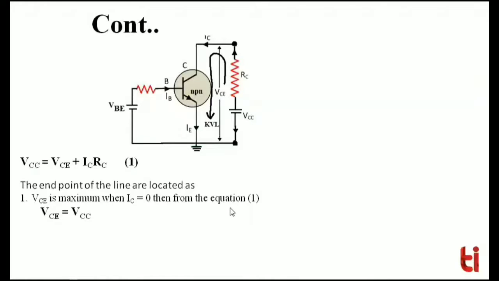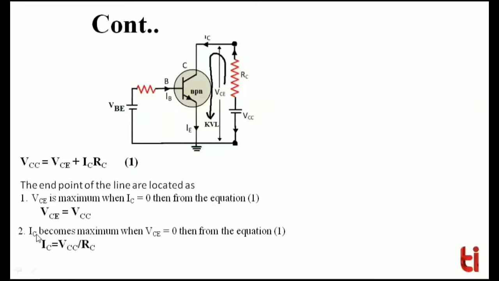From equation 1, when we substitute the value of IC equal to 0, we get VCE, which is VCE max, equal to VCC. In step 2, IC becomes maximum when collector to emitter voltage is equal to 0. From equation 1, when we substitute the value of VCE equal to 0, we get IC max, which is equal to VCC divided by RC.